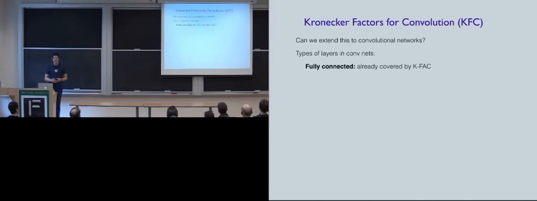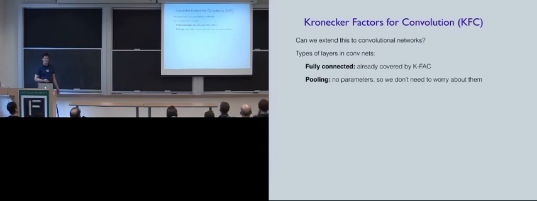So that's the case of fully connected networks. Can we extend it to convolutional networks, which is what we apply to most visual processing tasks? There are various kinds of layers that we have to deal with. First of all, fully connected layers that we just talked about, and pooling layers, so things like max pooling.